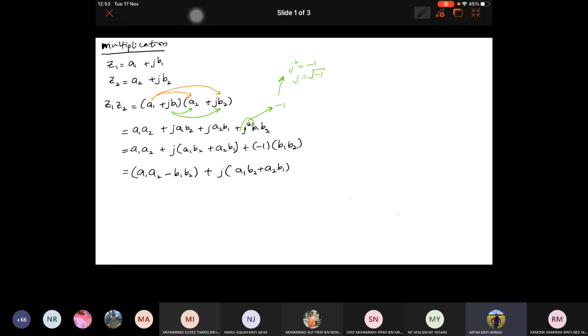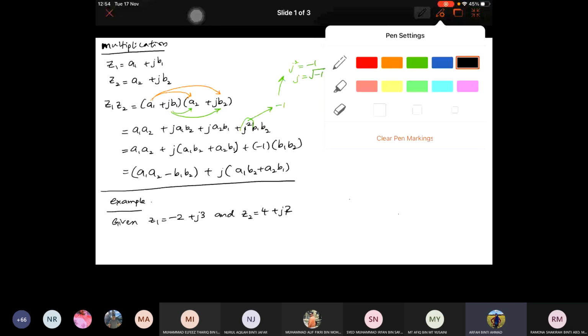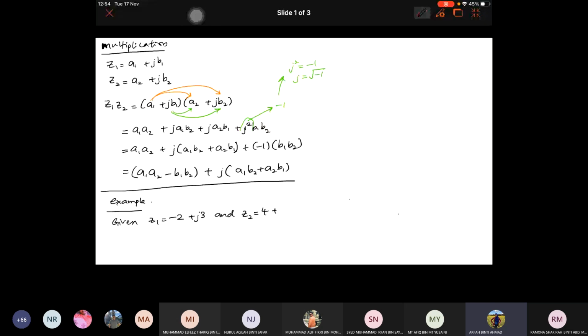So ini adalah multiplication of two complex number. Okay, example. Saya nak awak try this example. Dekat dalam slide ada example ni. Given Z1 sama dengan negatif 2 tambah J3 and Z2 sama dengan 4 tambah J7. Okay. So find Z1 darab Z2. So cuba try this one. Apa yang awak akan dapat?